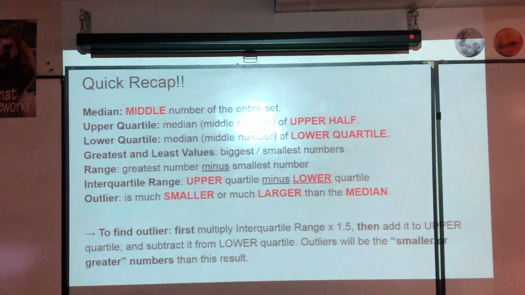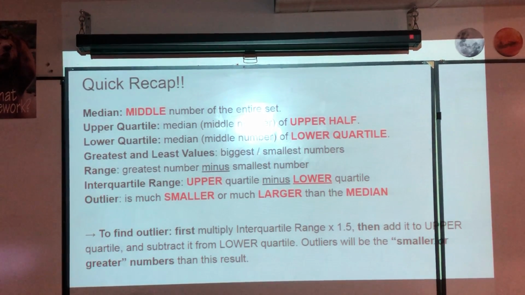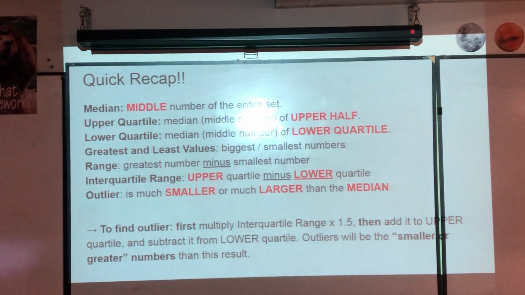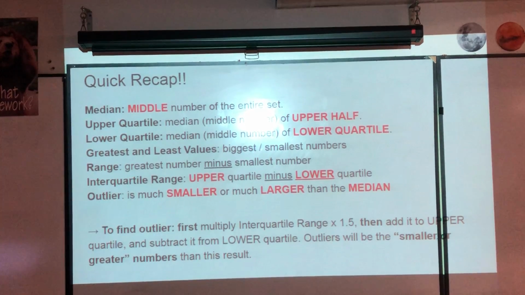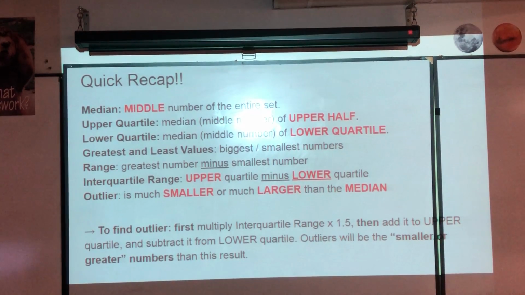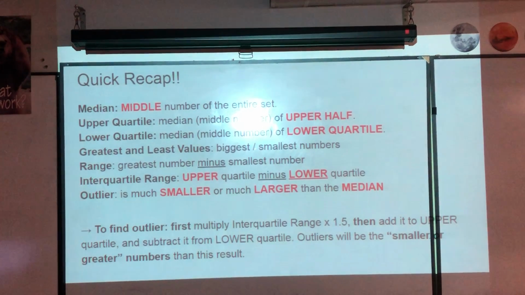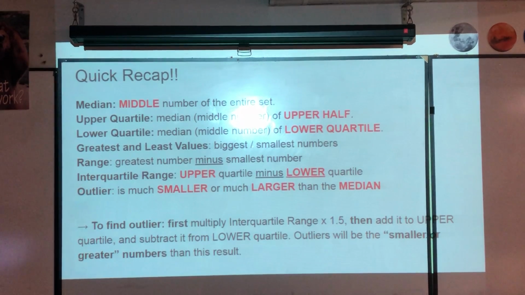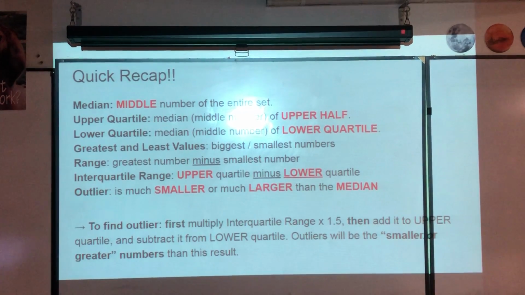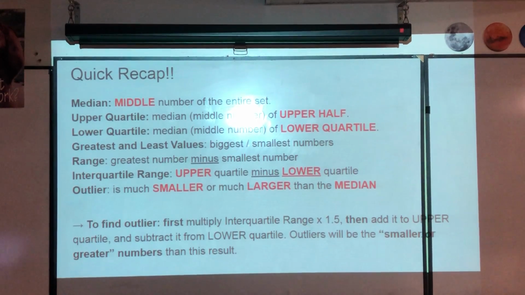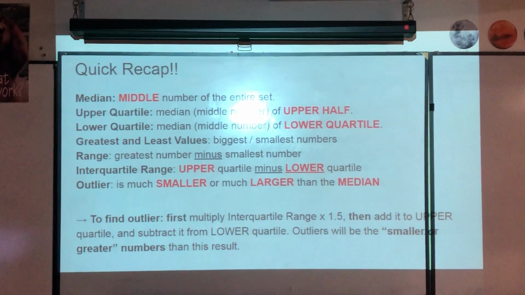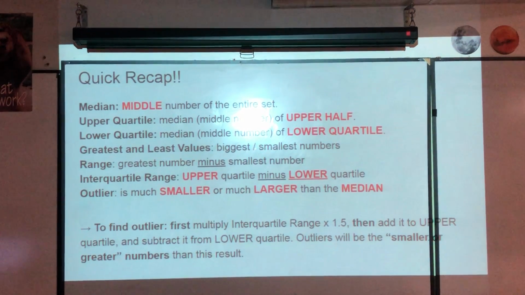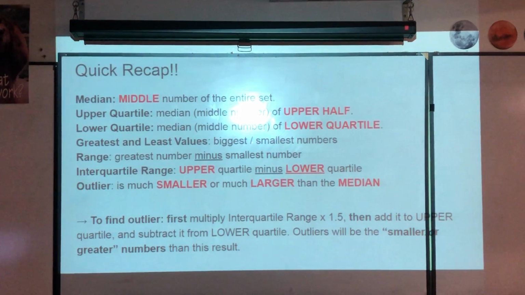But let's just review. So first we have to multiply the interquartile range by 1.5. Then we add this number that we found to the upper quartile and subtract the same number from the lower quartile. The outliers will be the smaller and the greater numbers than this result. So if you have any numbers that fall before the result for the lower quartile or that fall after the result for the upper quartile, then yes, those are the outliers.